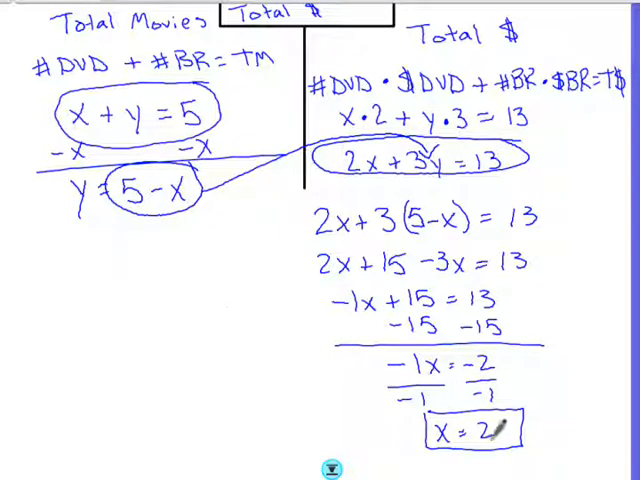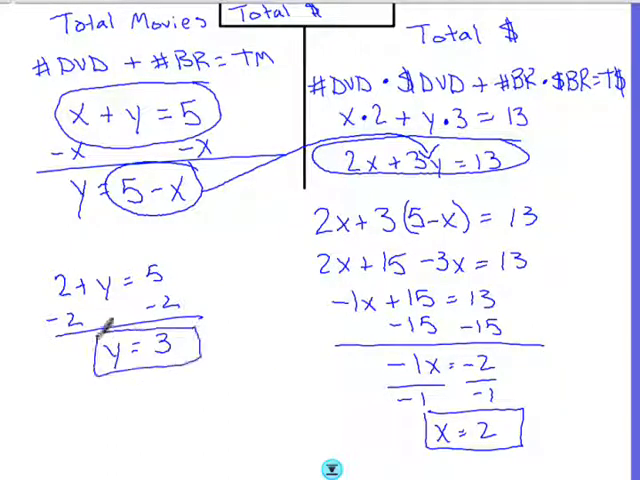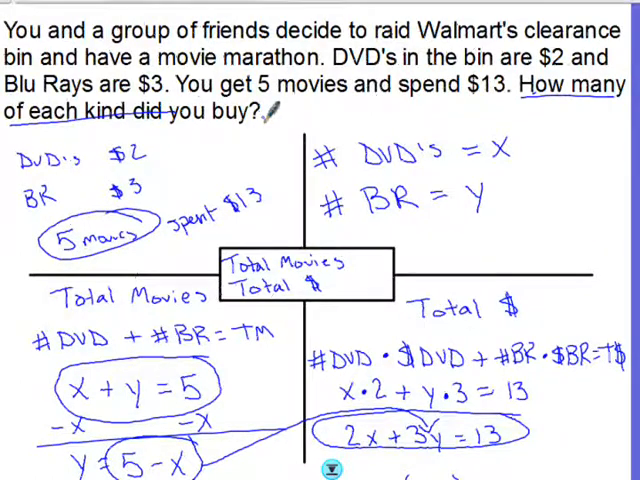And then I need to take this 2 and plug it into an original equation. So 2 plus y equals 5. If I subtract 2 from both sides, I have y equals 3. Alright, now, you cannot just leave it as x equals 2, y equals 3. This is a word problem, so we're dealing with real items, which means that we need to answer the question, how many of each kind did we buy?